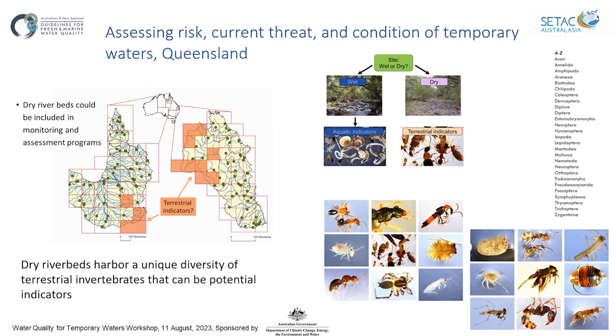So we've started to use terrestrial invertebrates as indicators of ecosystem health, similar to what we do with aquatic invertebrates. We look at species richness, to some extent abundance, but also particular groups. It seems like ants and beetles and spiders are quite important components of dry riverbed ecosystems.